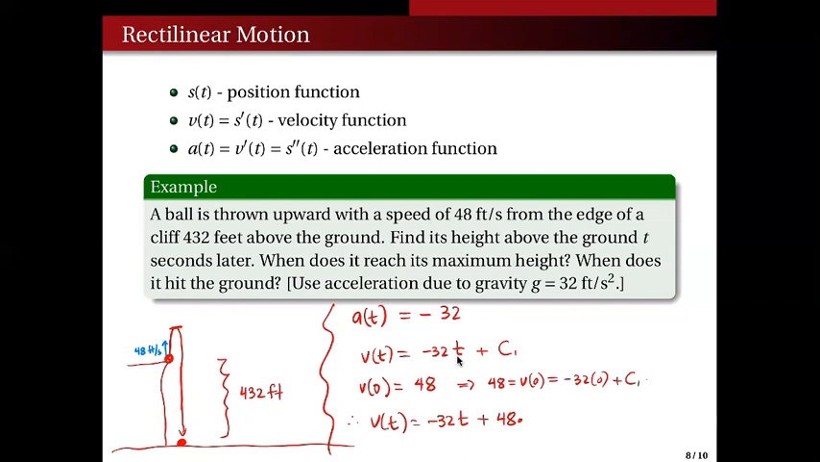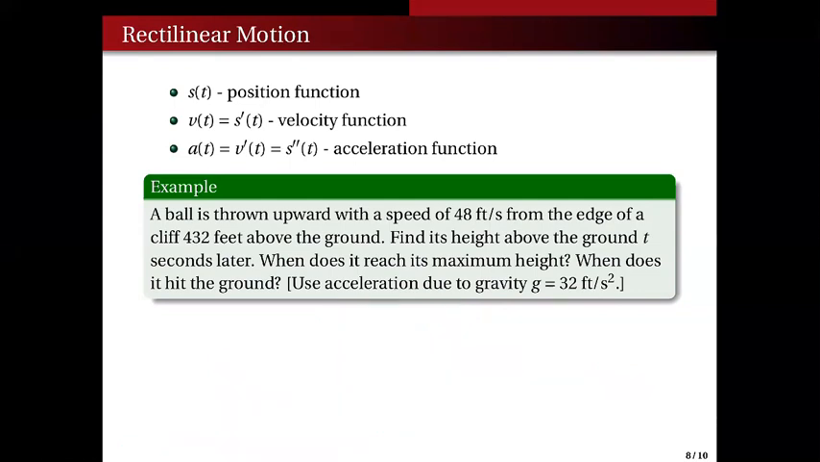And then we need the height function or the position function. So from v of t, we'll compute for s of t. So we had obtained v of t equals negative 32t plus 48. So s of t is equal to negative 32 t squared over 2 plus 48t plus c sub 2.